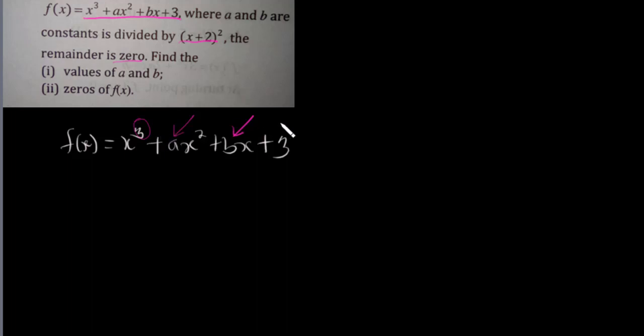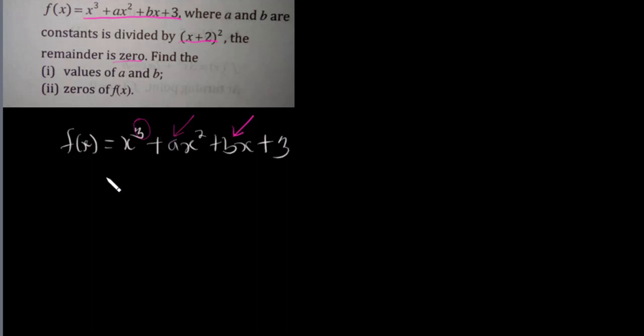Alright, so the first thing I will do is write down the function: f of x equals x cubed plus a x squared plus b x plus 3. So we have to find the constants that we have here, that is a and b. What we're going to do is note that the function is a cubic function. Of course, we see that the highest degree of f of x is 3, so that means that it is a cubic function.